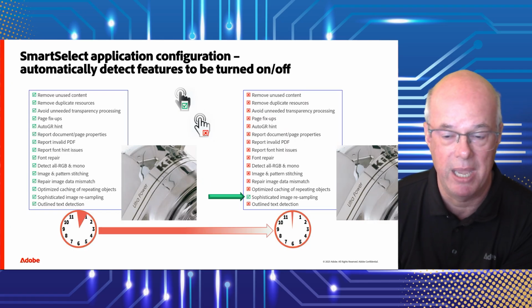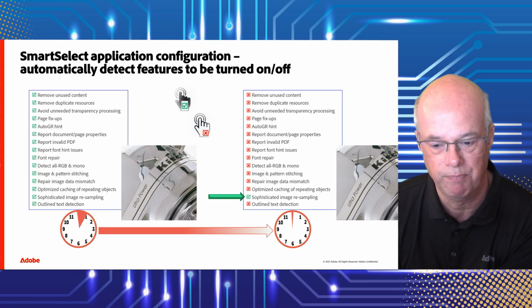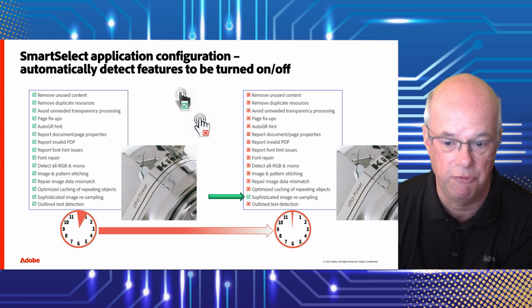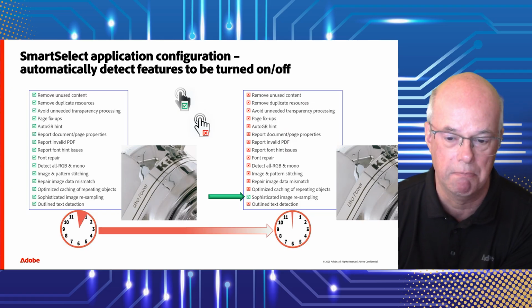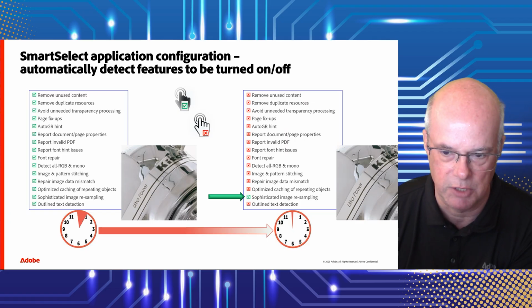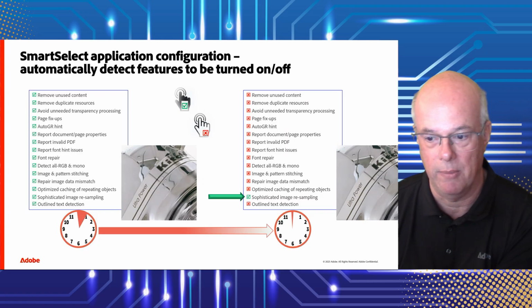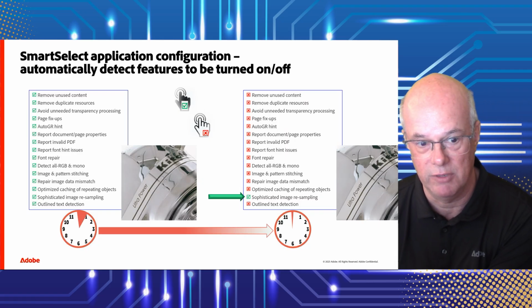So another big benefit of Adobe Print Services, we have this AI-powered Smart Select feature so that we can automatically configure the application to do the most appropriate fix-up. Saves us time, saves us money, allows us to get on the press as quickly as possible. So those are some of the areas where we're using AI within Adobe Print Services.